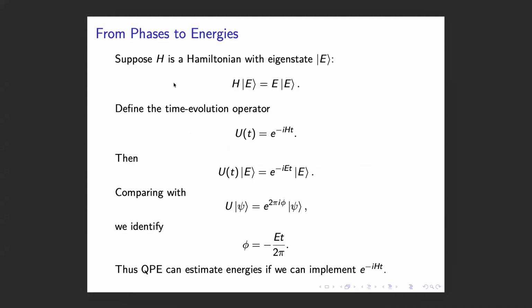And this is typically the type of approximation which you would use, by defining the unitary operator in terms of the Hamiltonian. And then you would act on the state with the unitary transformation. And then you would compare that one with the state which you get here. And then you would identify this phi in terms of the eigenvalue times time divided by 2 pi. So the QPE can estimate energies if we can implement this unitary operator here. And this is the way you would typically do that.